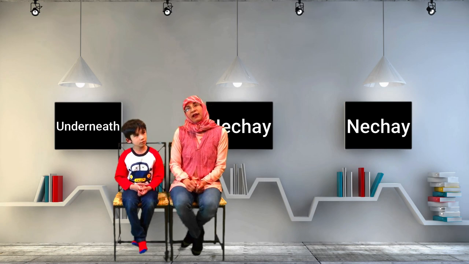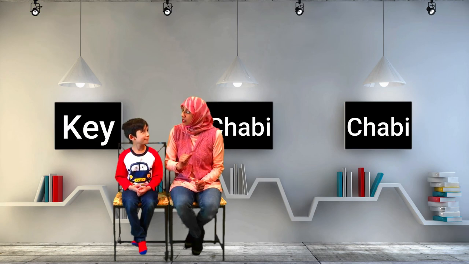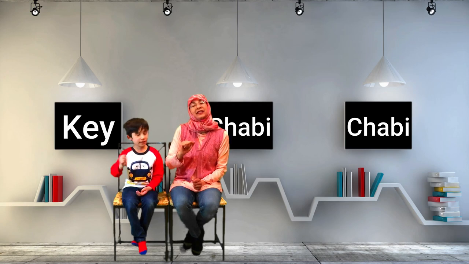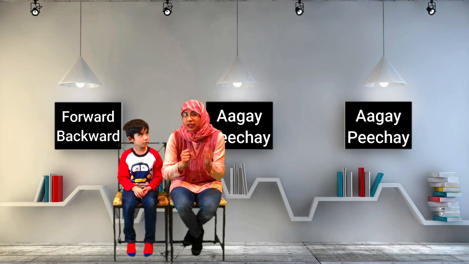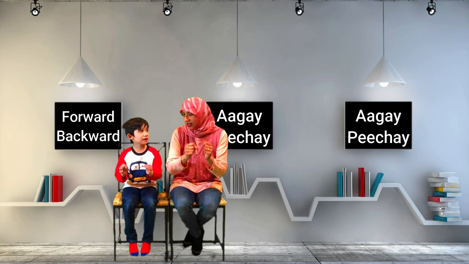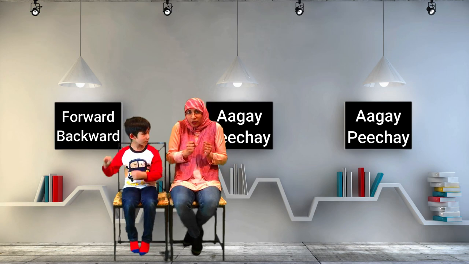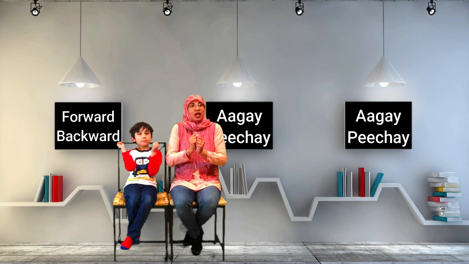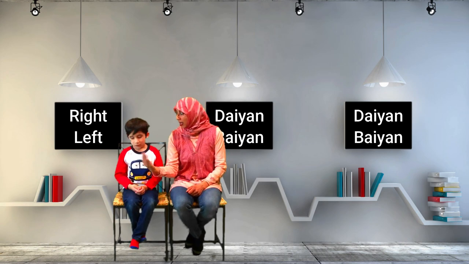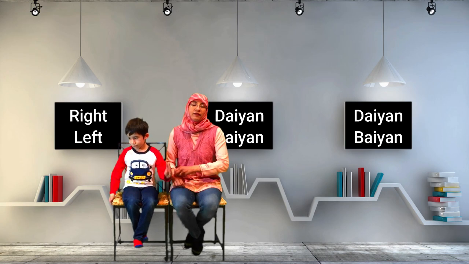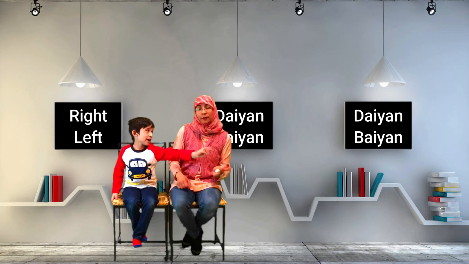And to say underneath is? Nechay. And if I have to say key is chabi. And if I have to say forward, that is aage. If I have to say backwards, peechay. And if I have to say right, daiyan. And if I have to say left, baiyan.